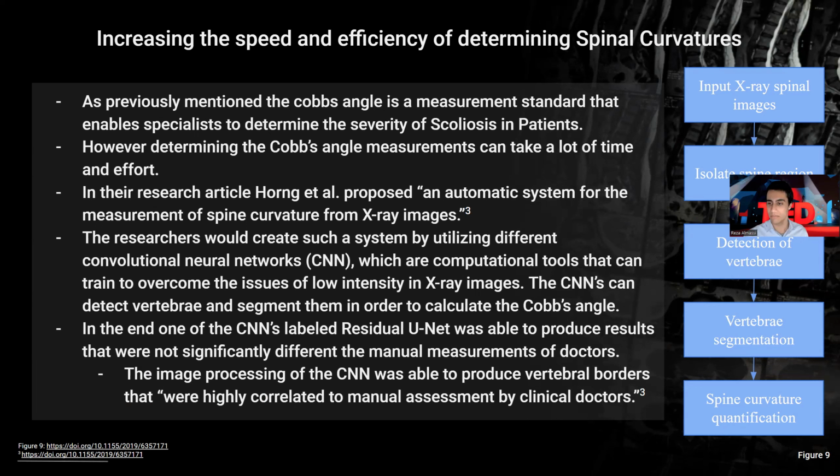The scientists compared their best performing computational tool's results with manual assessments by other clinical doctors and saw that their results were all highly correlated. All of these steps taken by the scientists using their computational tools are outlined in Figure 9.